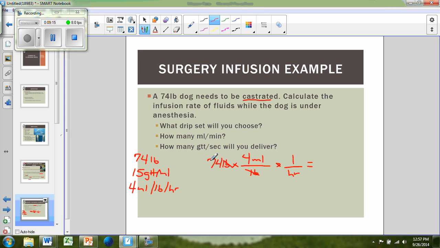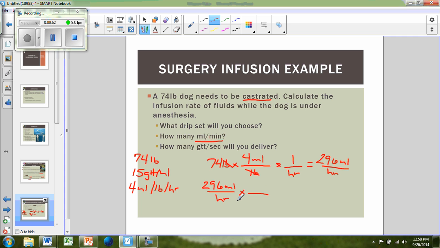So if I were to take 74 times 4, that's going to give me 296 in mLs per hour. Now what it's asking me to find here is mLs per minute. So what I need to do is take 296 mLs per hour, and I'm going to use a conversion factor to get from hours to minutes.